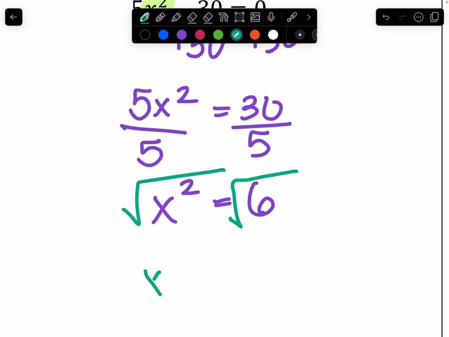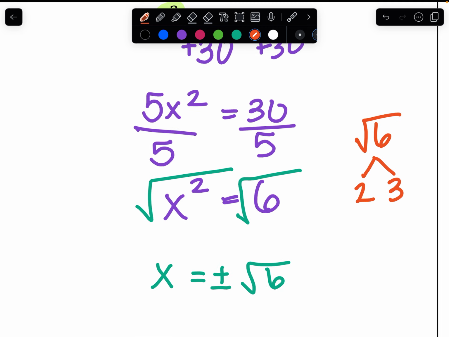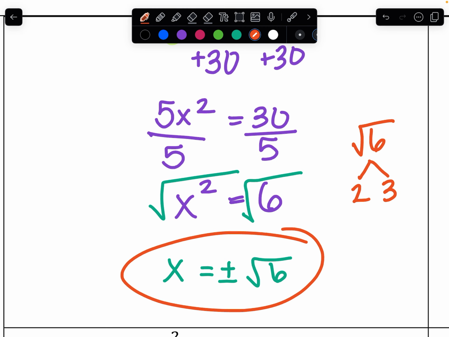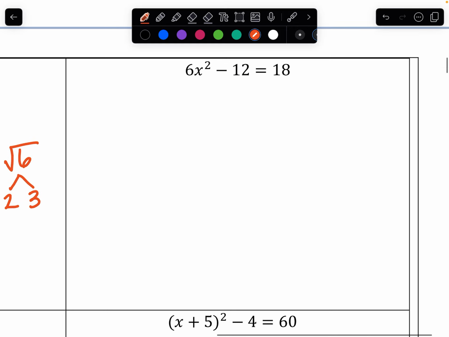So our x squared term is by itself. And so we're going to take the square root of both sides to get x equals plus or minus the square root of 6. Now you do always want to ask yourself, can you simplify that square root number? Well, 2 times 3 equals 6. There's no pairs, so that is our answer. Not too bad. Okay, let's go to the next problem.